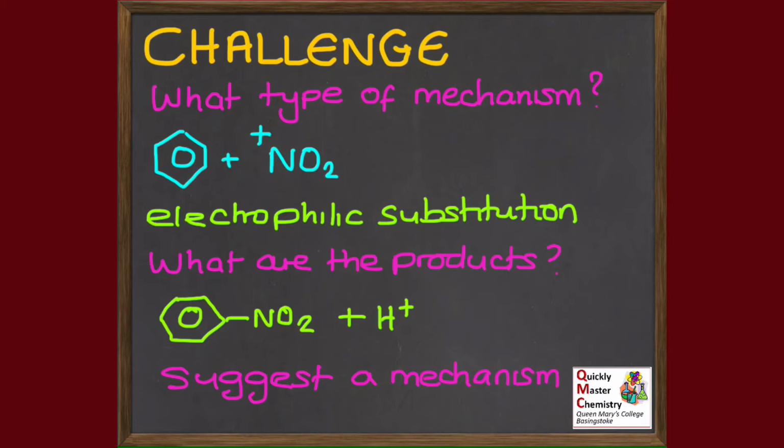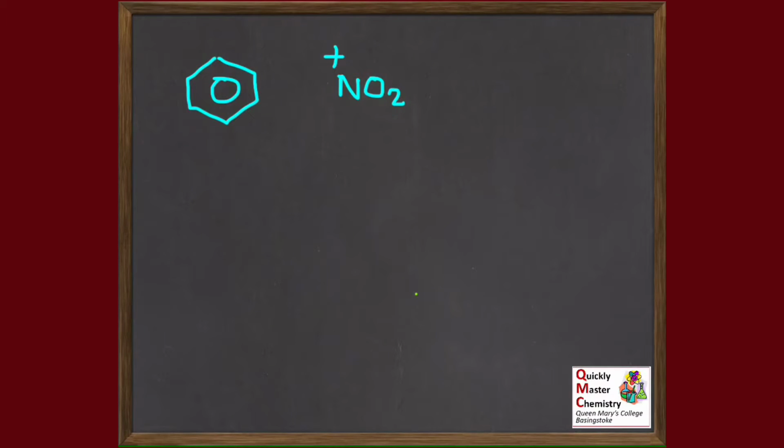Your final challenge for this bit: to suggest a mechanism. It is one of the mechanisms you need to know. So it's a combination of recall and also thinking about the strategies we've been talking about, if you can suggest how this might happen. And the correct mechanism is as follows.